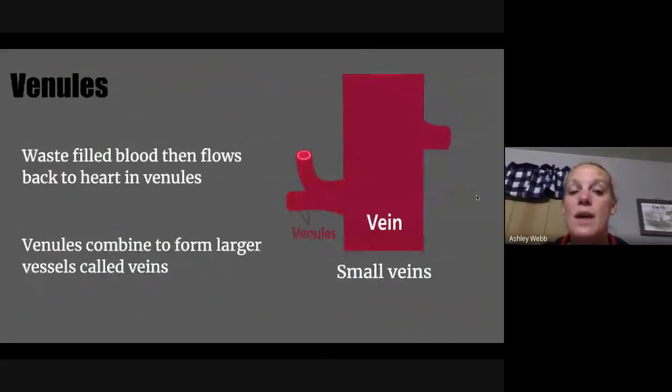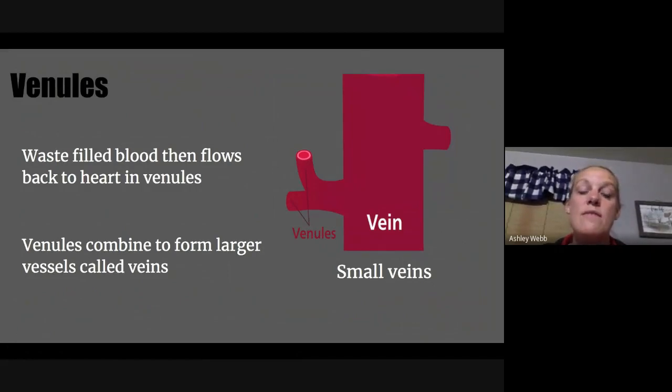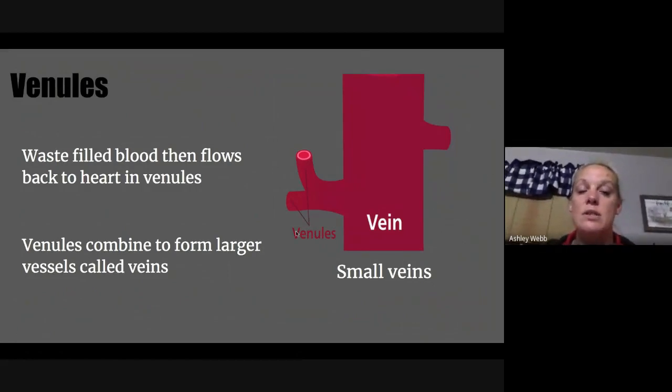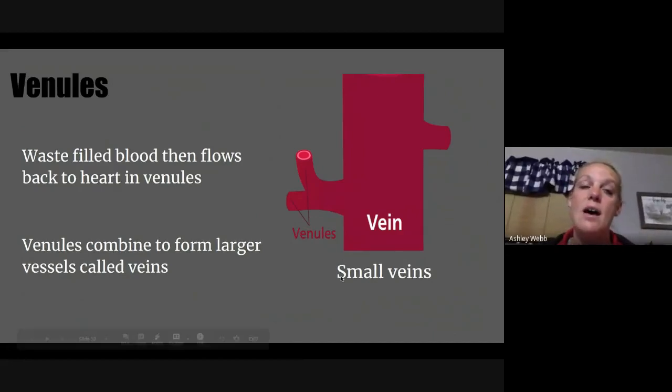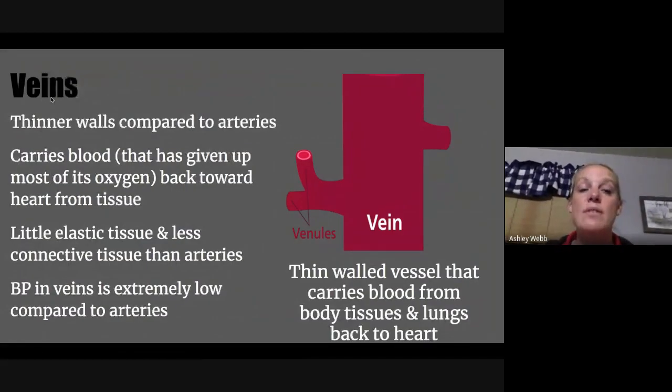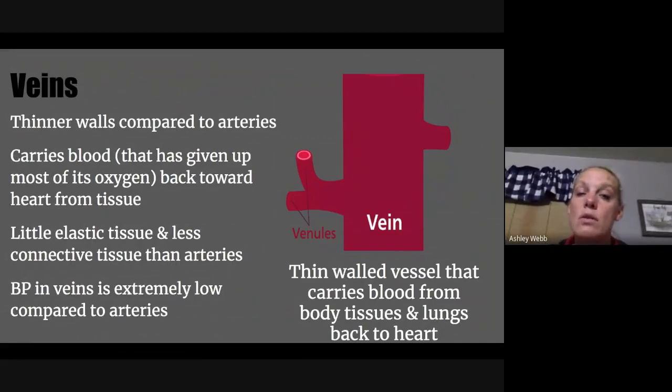Then we have the venules. The venules carry waste-filled blood, carbon dioxide, and it flows back to the heart in the venules. The venules combine to form veins. Again, venule literally means little vein. And then we have the veins. The veins are thinner walled. If we were to take arteries and veins and compare the two, the veins have thinner walls than the arteries.